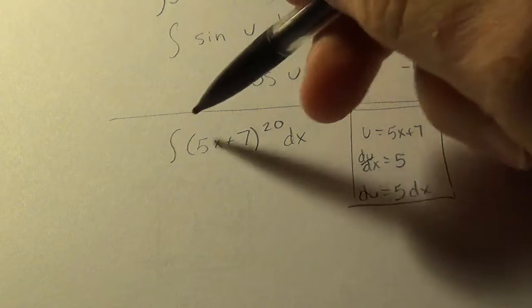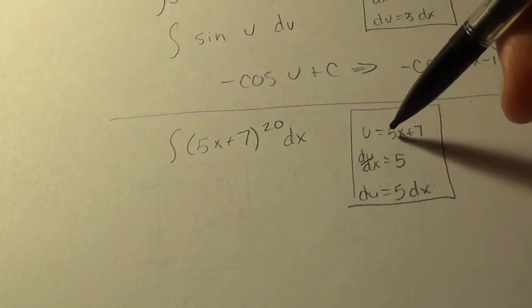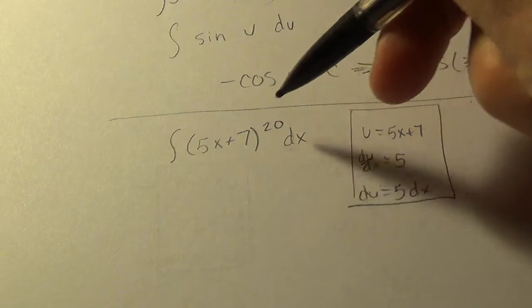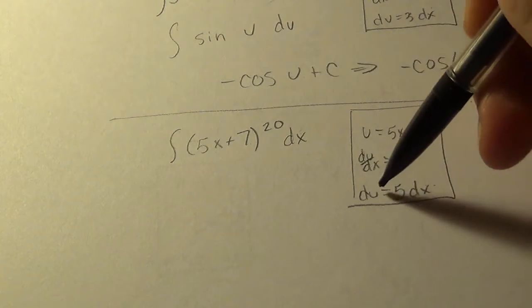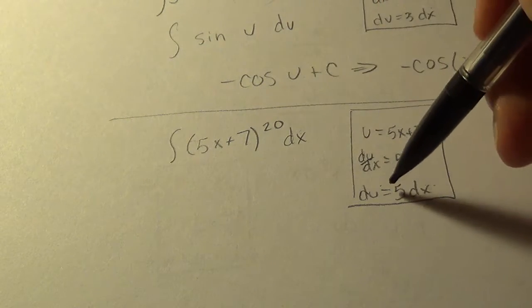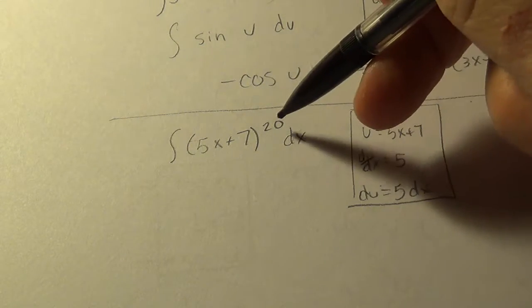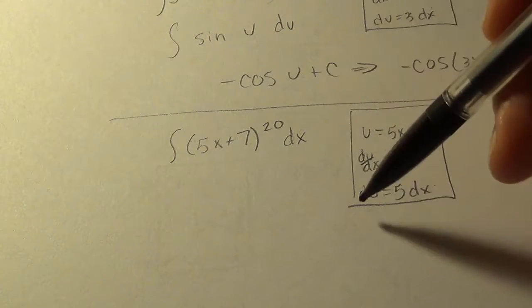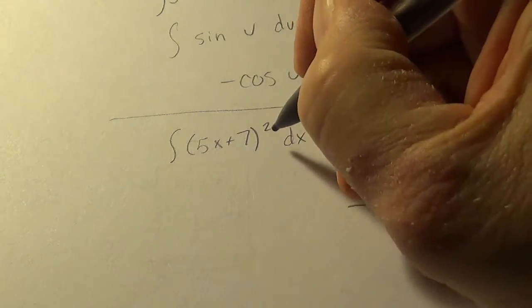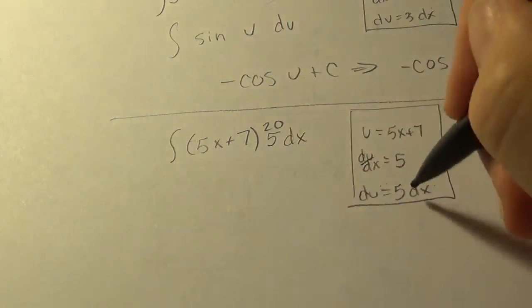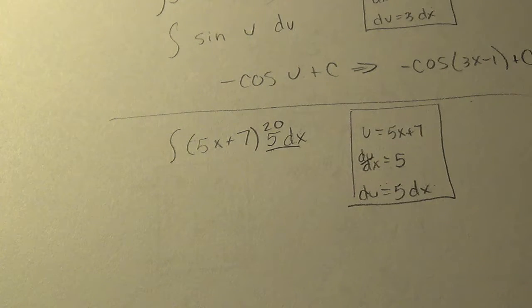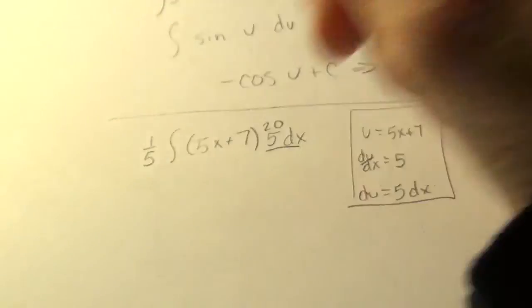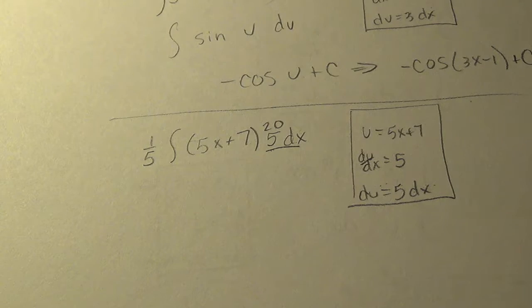So notice there's no 5 in here. So I have my 5x plus 7 is going to take on the u, but for the dx, I can't put a du here because it's worth 5 and there's no 5. So to make this substitution complete, I need a 5 in there. So it has to match. So I'm going to put a 5 in, but I can't just put a 5 in. I have to adjust for it by putting a 1/5 out in front.